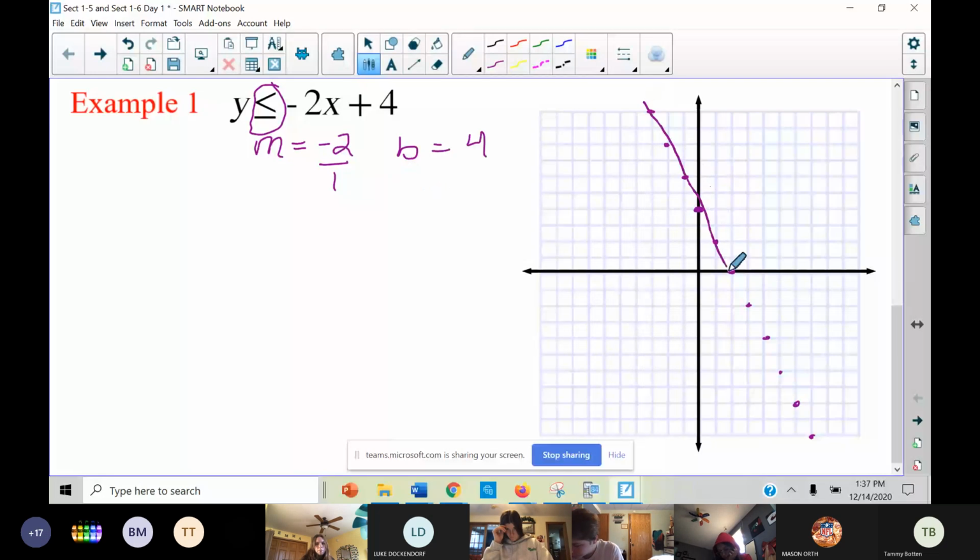And I'm using my tablet, and so my lines are not going to be very good today. But if you want to just make sure that, especially on your assignment and quizzes and stuff, you use a straight edge, okay? Now what we have to do is decide which side we're going to shade on.